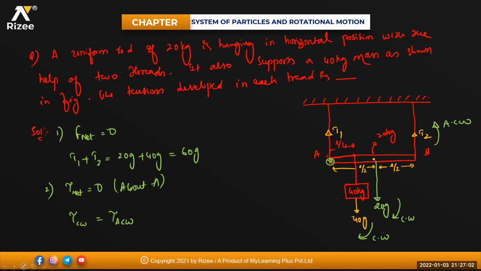So torque due to the clockwise, if I'm writing the relation, torque due to the clockwise is equal to 40g into distance L by 4 plus 20g into L by 2 must be equal to tension T2 into L. So now if I simplify, everywhere this L, this L, this L will get cancelled. So if I'm simplifying this one here, 4 ones are 4, 4 tens are 40. This will be 2 ones are 2, 2 tens are 20. So it will be your 10g.